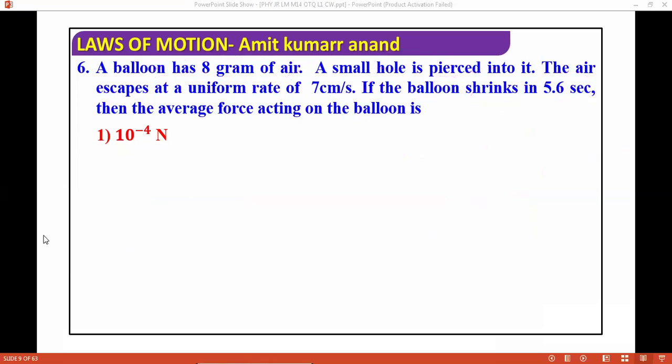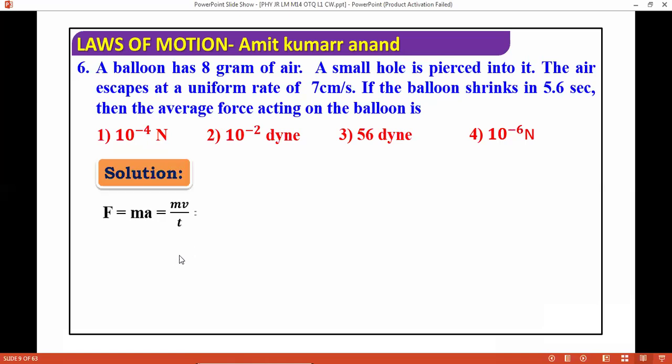Now come to the options and calculation parts. We have these options available. Here we will divide by t, because this is 7 centimeter per second. If you consider time, it will be 5.6. If time is not mentioned, then directly you can also use this relation, because see the unit is what? The uniform rate unit is what?